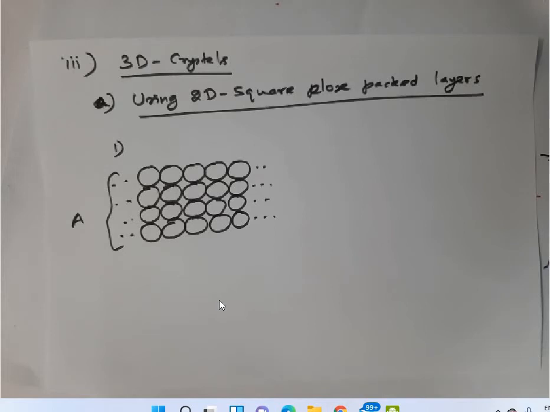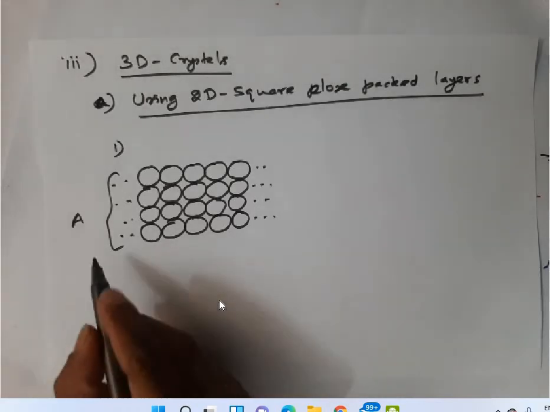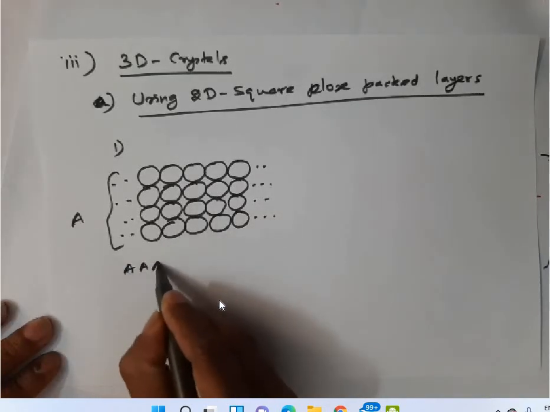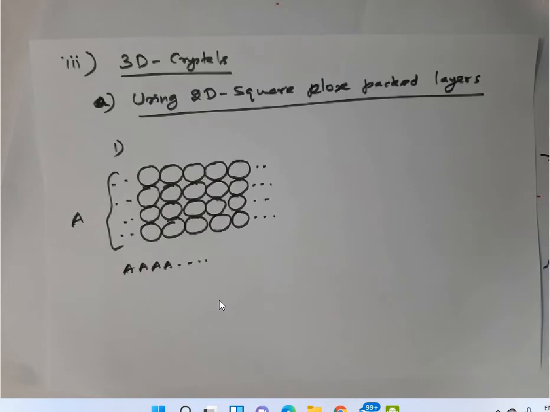Are you able to understand? If I arrange like that, if I represent the first layer as A, what about the second layer, third layer and fourth layer and all? They are exactly all A layers, right? All are A layers. So we call that type of arrangement as A type arrangement. Here A represents layers. Now all the layers are similar layers. I'm placing one layer over another layer in such a manner that the top layer eclipses all the remaining layers in the crystal. That means you can see only the atoms of the top layer. You cannot see the atoms present in the other layers.